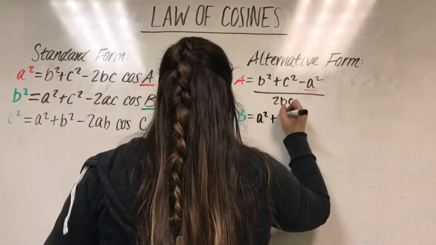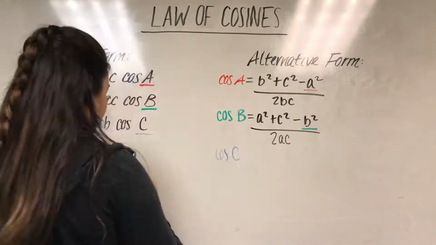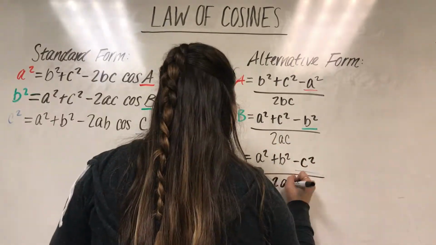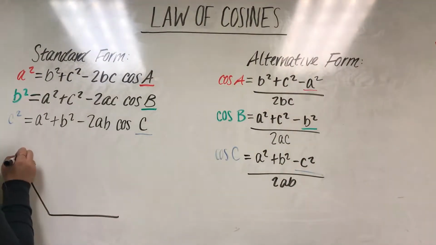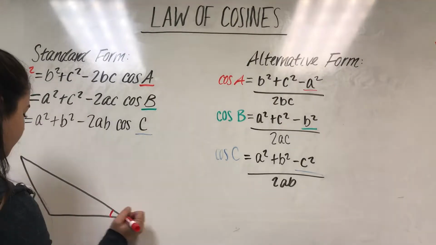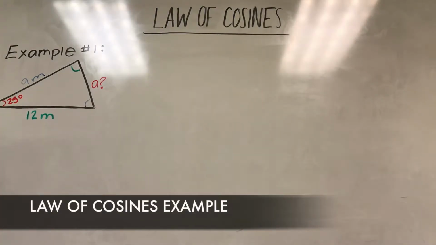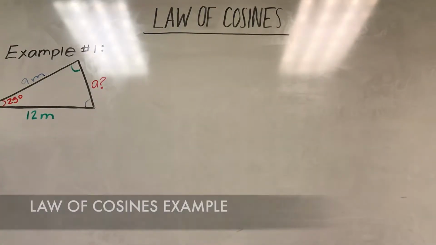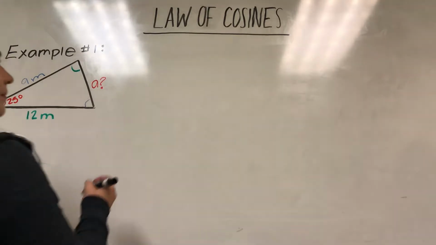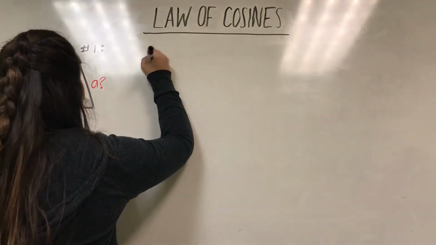In the law of cosines, there are two forms, the standard form and the alternative form. The standard form of the law of cosines is used when finding a missing side length of the triangle, while the alternative form is used when finding a missing angle of the triangle. So now we're going to do an example problem for the law of cosines. For this problem, we have to find the remaining angles and sides of the triangle.